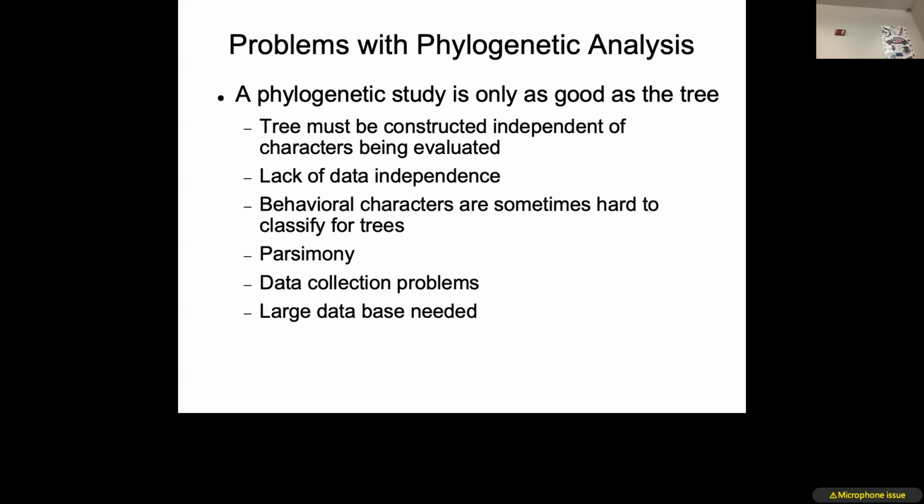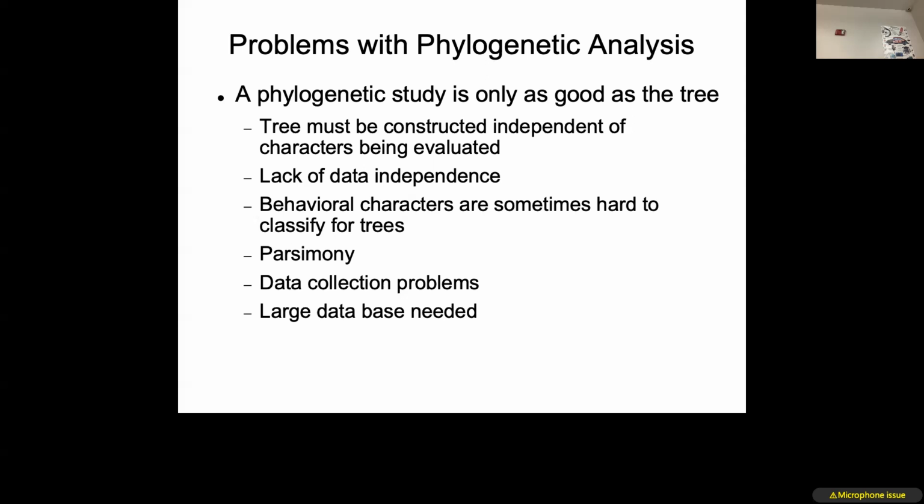There is a lack of data independence, where what you're trying to understand with the tree is also how you're trying to define the tree. That's a problem. So you don't build a tree on behavior and then use that same tree to evaluate the evolution of the behavior. There is a lack of independence between the tree's construction and its use.